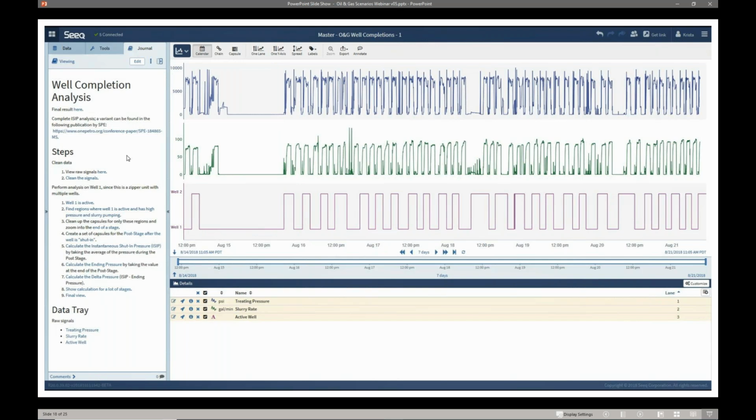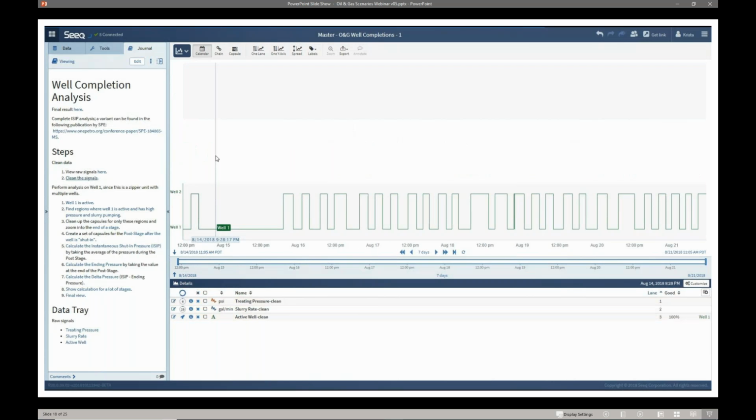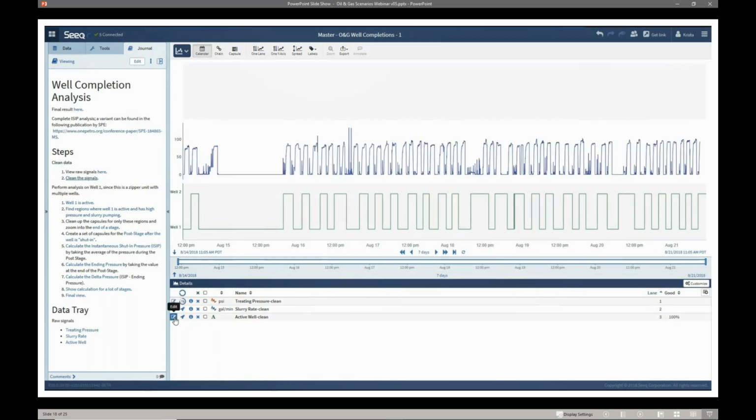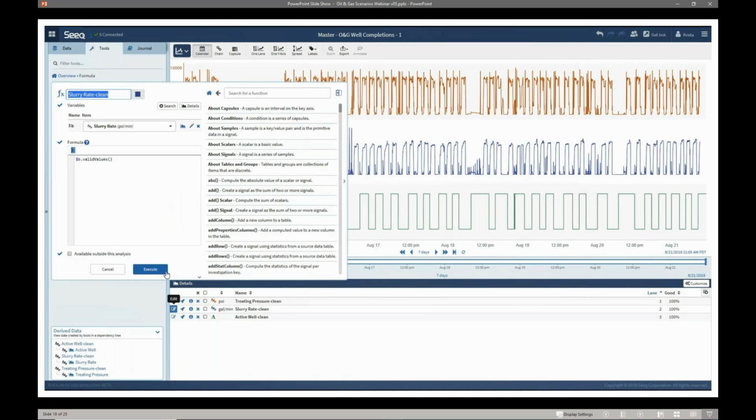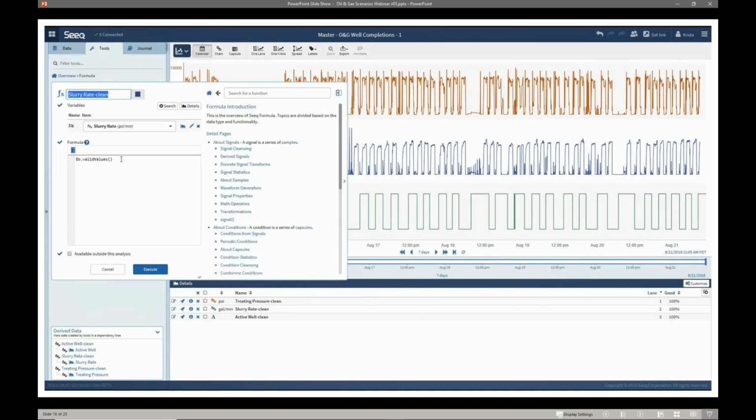Our first step is going to clean the data. In this case, I'll bring up my clean signals and open up one to show you what we've done. Here, we've used a valid values function. This allows us to filter out any invalid data which may impact the analysis as we proceed.